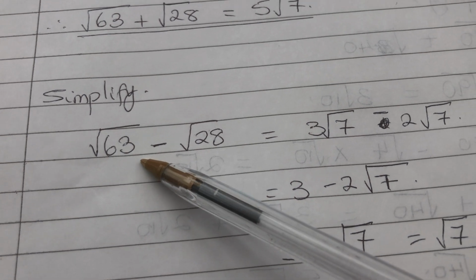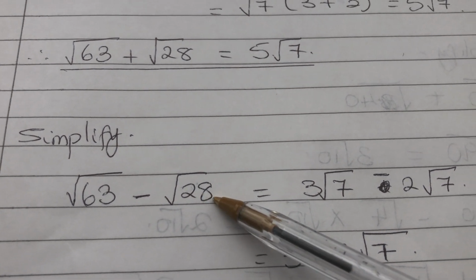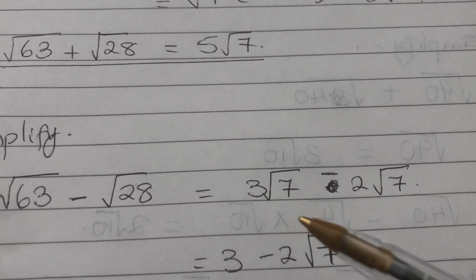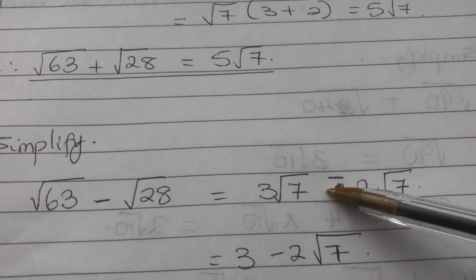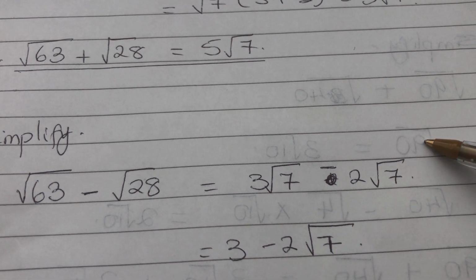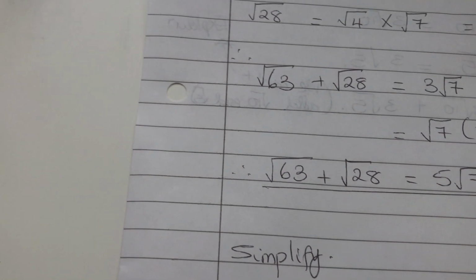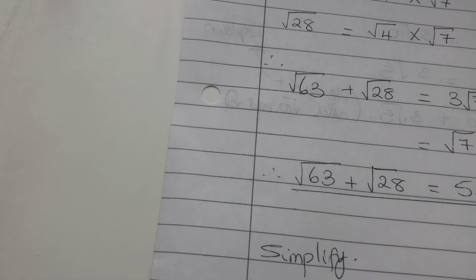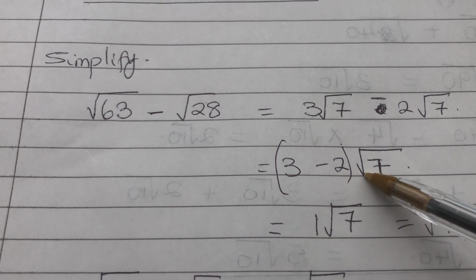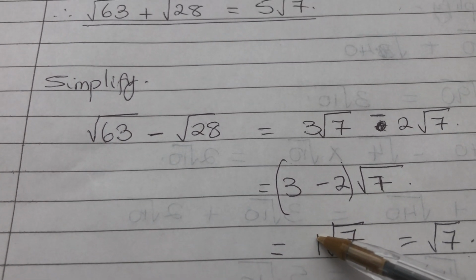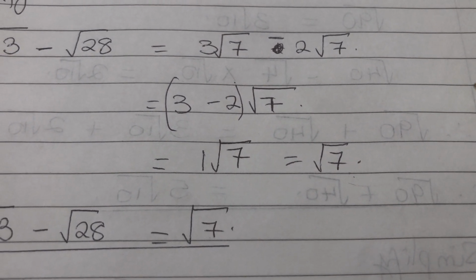Now simplify the same thing, the square root of 63 minus the square root of 28. We've already seen that the square root of 63 is 3 root 7, so we have 3 root 7 minus 2 root 7. Again we have 3 minus 2 all in brackets, times root 7. Now 3 minus 2 will give us 1 root 7.